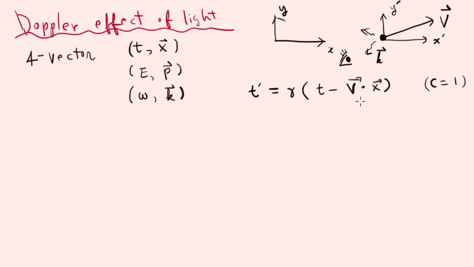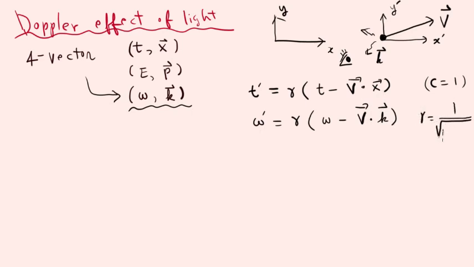But now if this is the Lorentz transformation equation for time, then by the identification of this being a 4-vector, what that means is that if we use omega prime, which is the omega that we measure in this prime coordinate system, then that should be related to gamma (omega minus v dot k). And what is the corresponding spatial vector? That's k. By the way, gamma in this case is 1 over the square root of 1 minus v squared.